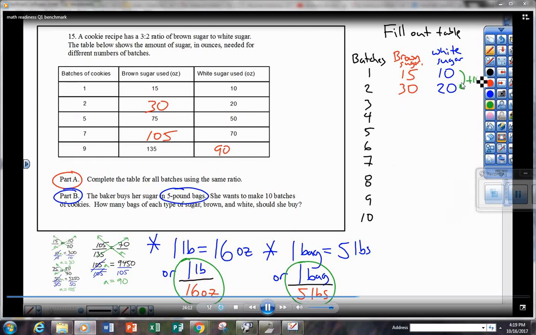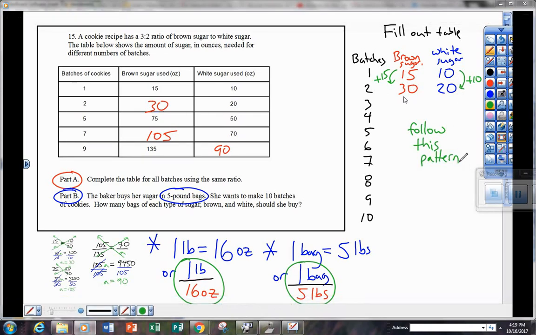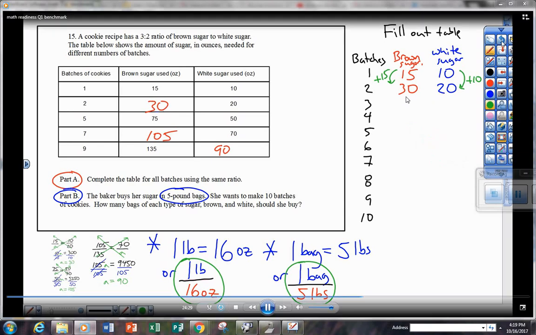So I need to look and see from here to here, how much is it going up by? From here to here, how much is it going up by? And I can see that for my white sugar, it's going up by 10. For my brown sugar, it's going up by 15. So I'm going to keep following this pattern to fill out my numbers. So I'm going to take that 30 and I'm going to add a 15 to it. And I'm going to keep adding a 15, keep adding a 15.